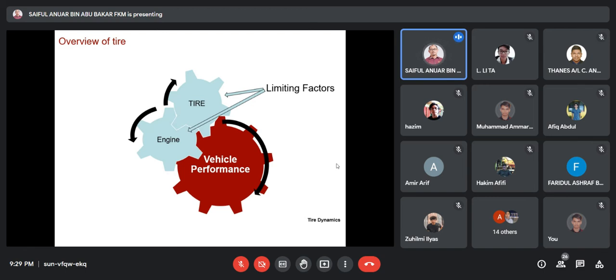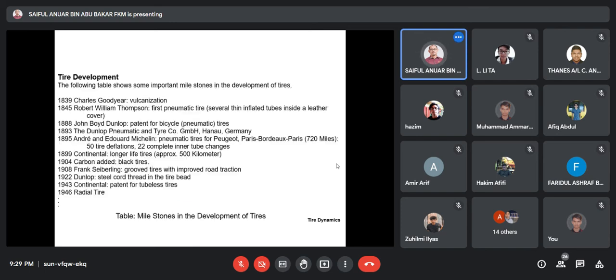Okay, now you can read the tire development from the slide. Basically, the original tire started from wood, and then the vulcanization method was introduced, before they started to introduce tire construction design, which is based on radial ply or cross ply, which we have today. So okay, let's take a look at what is radial ply and what is cross ply.